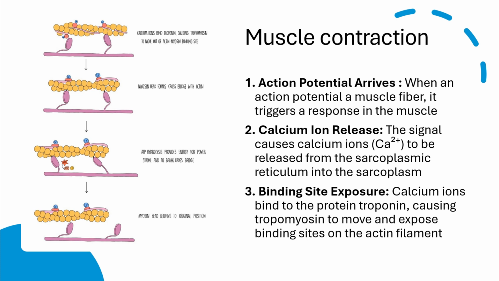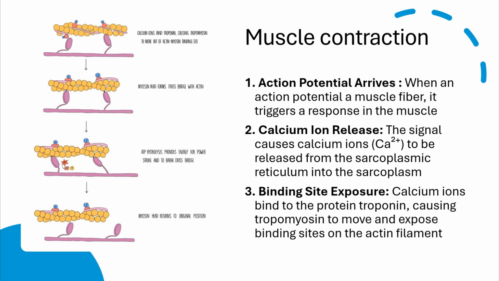If you don't understand muscle contraction, you'll still get all the marks here. Alright, cool. So basically, the action potential arrives here. When an action potential reaches a muscle fiber, it triggers a response in the muscle. What's going on here is there's a stimulus, a sensory response, and as a result it's come all the way through to the neuromuscular junction.